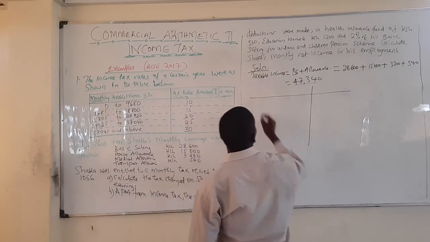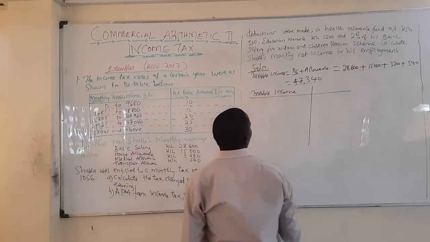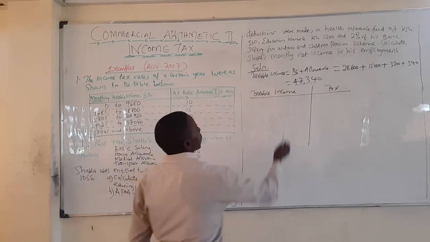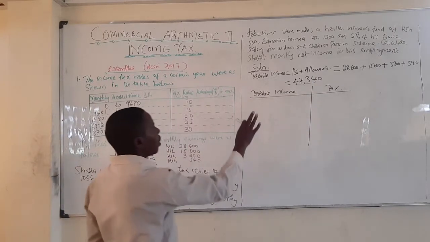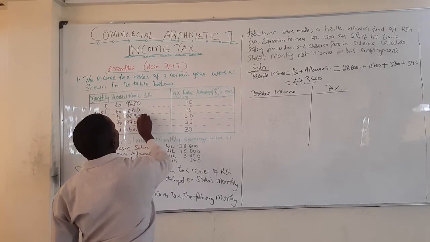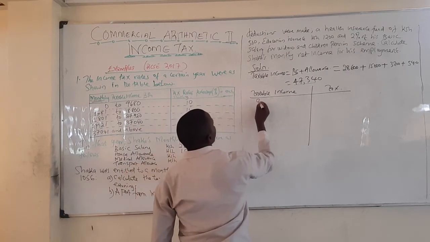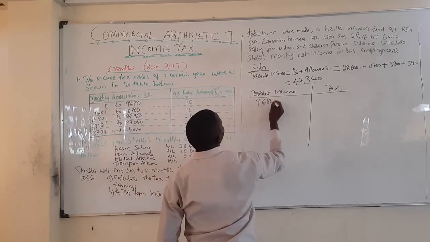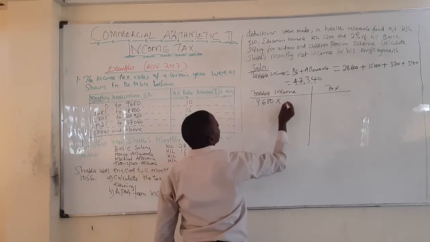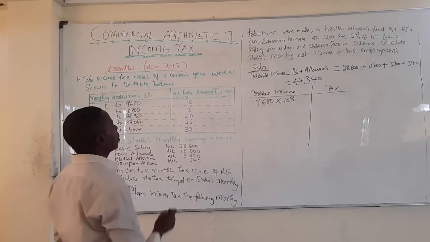So we're going to make a table here, and on one side we have the taxable income, and then we have the tax on the other side. Our taxable income is 47,000, so we are going to tax all that money. And the first part, we are going to tax from 0 to 9,680. So you're going to be having 9,680 times the tax rate on that bracket, which is 10%.